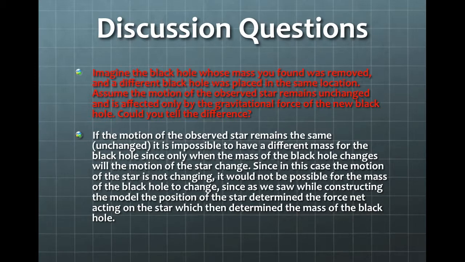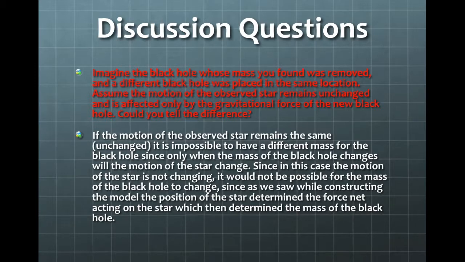The second discussion question stated, imagine the black hole whose mass you found was removed and a different black hole was placed in the same location. Assume the motion of the observed star remains unchanged and is affected only by the gravitational force of the new black hole. Could you tell the difference?